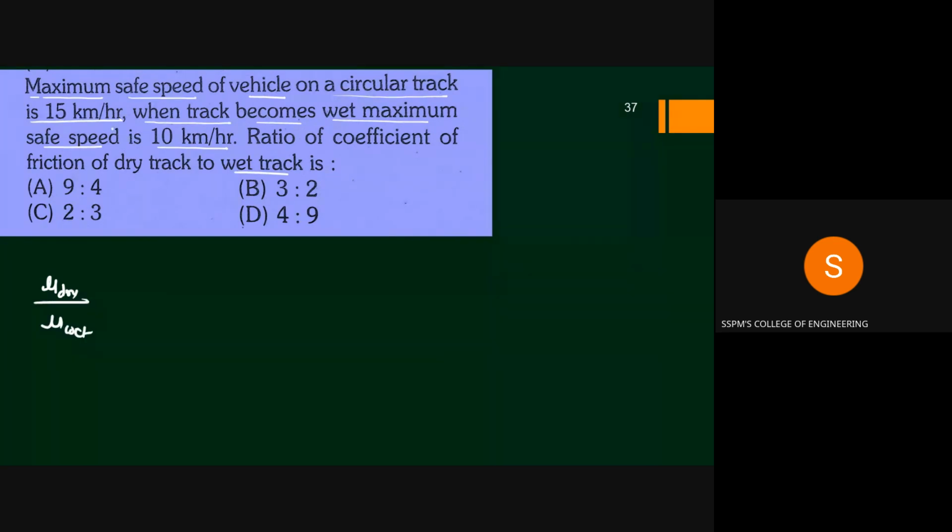Okay. The first thing we should know is the maximum safe speed equation for a vehicle moving on a circular track. So the safe speed is equal to the square root of mu r g.